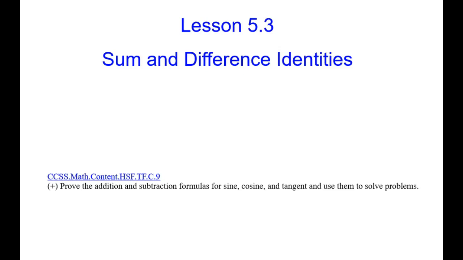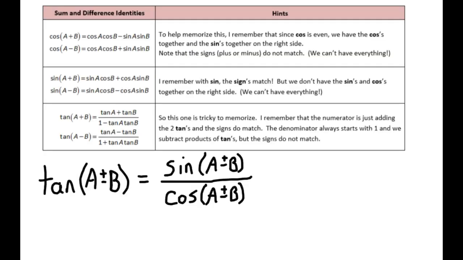Lesson 5.3, Sum and Difference Identities. These identities aren't going to be as common as the Pythagorean, reciprocal, and quotient identities, but they're still going to be useful. You should have these identities on your sheet. The one you may want to add is the sum and difference for the tangent that I wrote on the bottom.